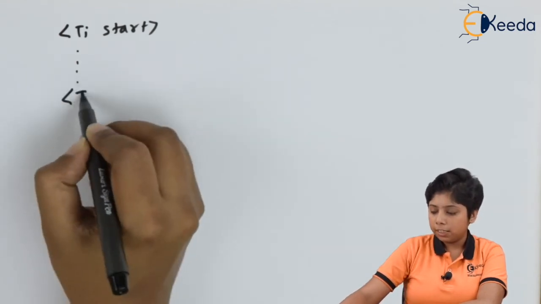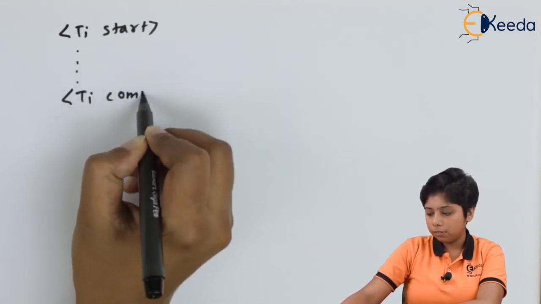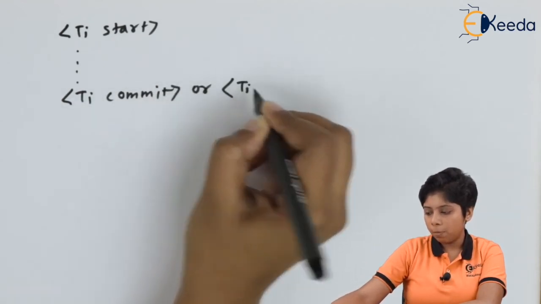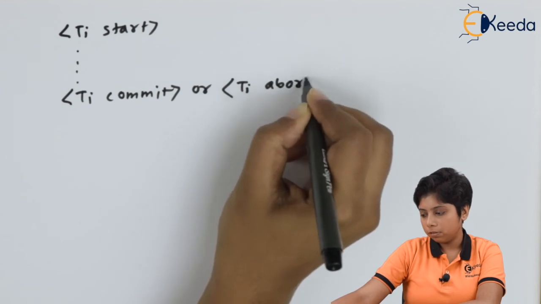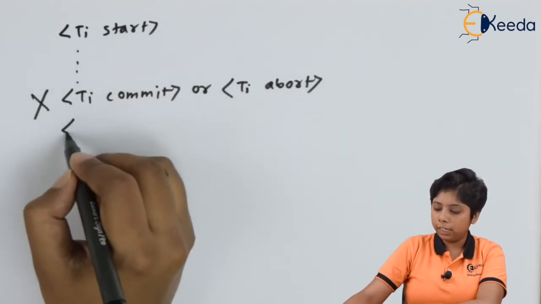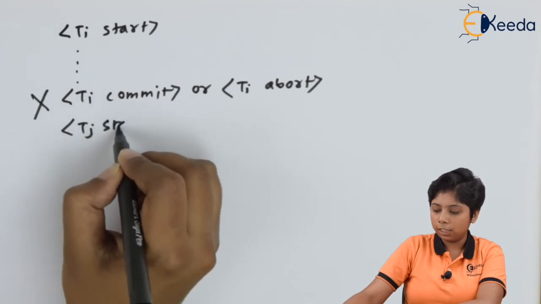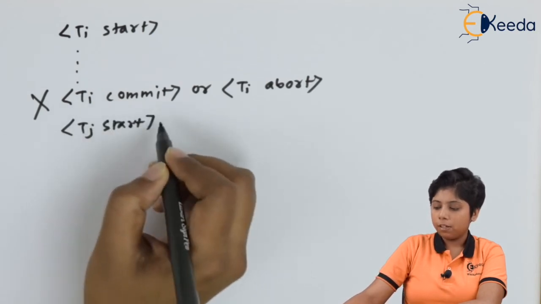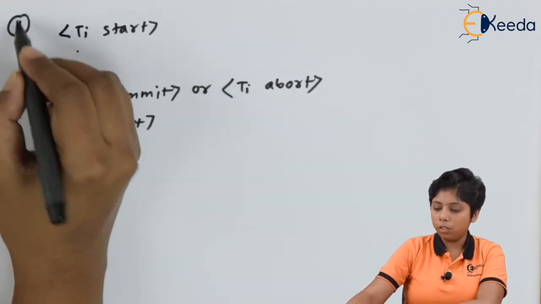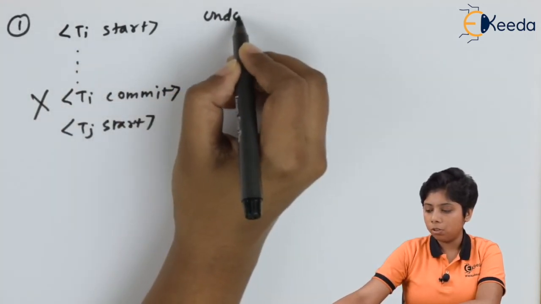That means the Ti commit or Ti abort is not mentioned in the log, and there is another Tj start that is after the Ti start. So this is case 1 when we need to perform this undo on Ti.